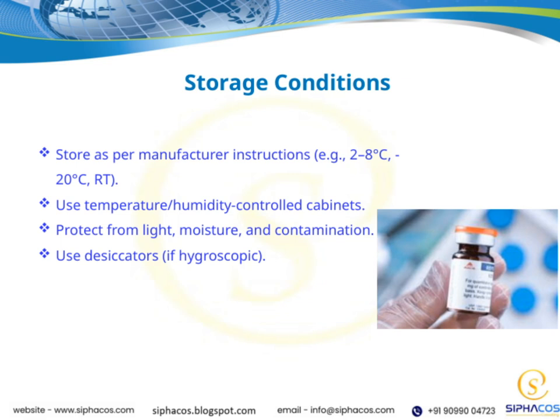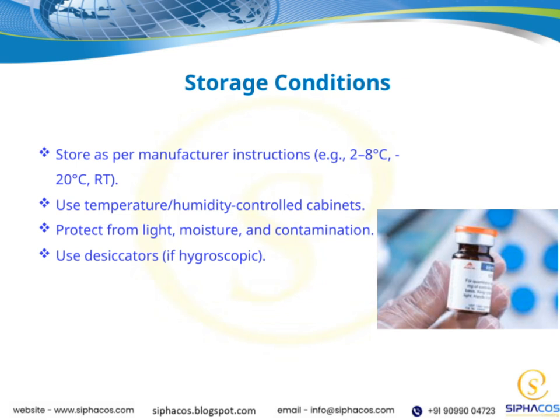Using temperature and humidity-controlled cabinets can help maintain the right environment, preventing degradation or contamination. It's also crucial to protect samples from light, moisture, and any potential sources of contamination. Light can sometimes cause chemical changes, and moisture can lead to spoilage or microbial growth. If you're working with hygroscopic substances, those that absorb moisture from the air, using desiccators is a good idea. They help keep those samples dry and stable.